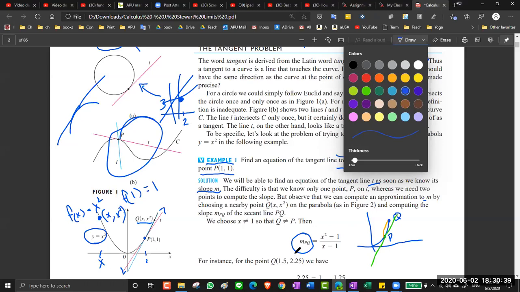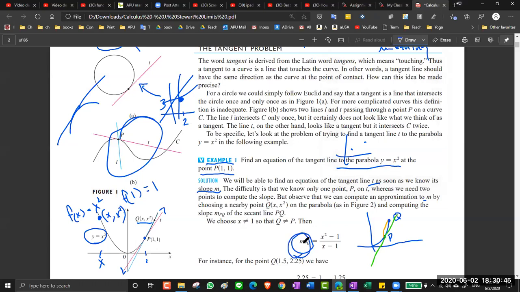So what we can compute is the slope from P to Q. How do we get that? Well, the coordinates of P are 1, 1, and the coordinates of Q are x, x squared. So we take the y coordinate of Q, x squared, minus the y coordinate of P, which is 1. And then we take the x coordinate of Q, which is x, minus the x coordinate of P, which is 1. So we get x squared minus 1 over x minus 1.